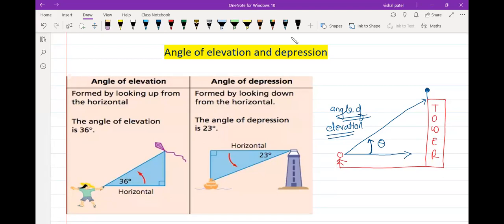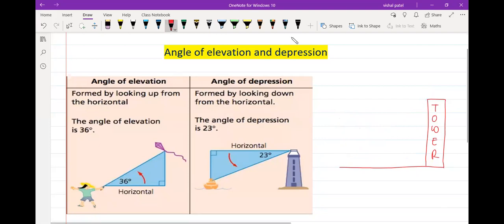Now on the other hand, suppose you are at the top of the building or the tower. Your vision is straight, and your friend, who is standing on the road, calls you. So what do you do? You are going to look down towards your friend.